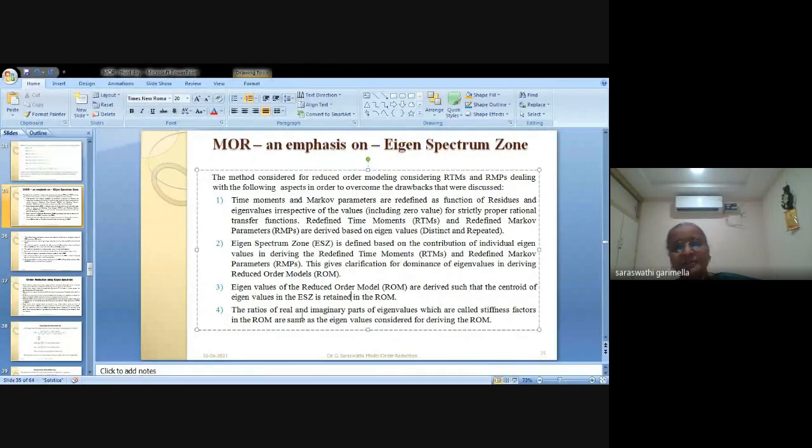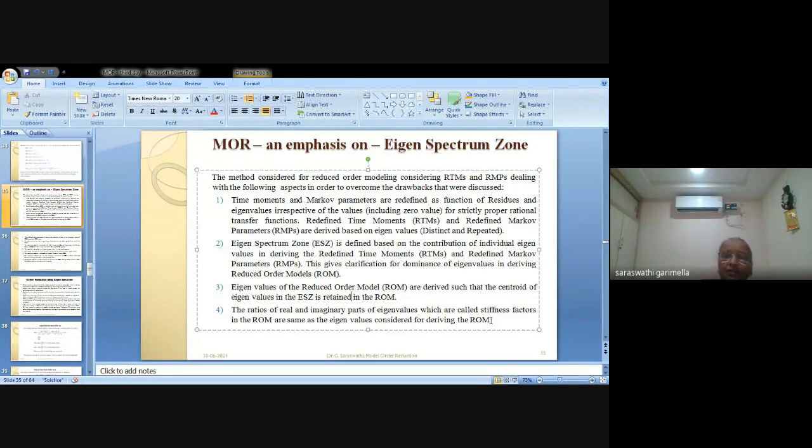The ratios of real and imaginary parts of eigenvalues, which are called stiffness factors, in the reduced order model are the same as those of the eigenvalues considered for deriving the reduced order model. In the previous method, he had taken only real poles. So the stiffness factor means the ratio of the lowest and the highest, which he maintained in the reduced order models. But in my method, I am considering even complex conjugate eigenvalues. So I required the real as well as imaginary parts of the stiffness factors to be the same for the reduced order model.